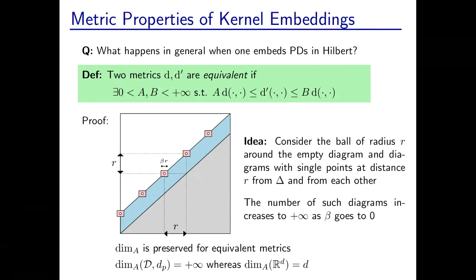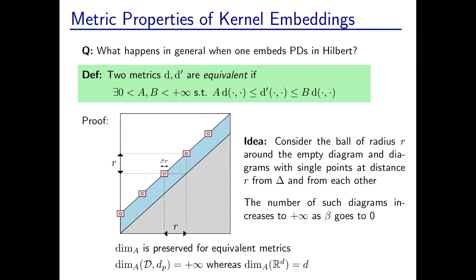So it's kind of easy. You can show that the number of balls grows as beta goes to 0. If you take beta sufficiently small, then you will need more and more balls to cover the blue region. That way you can make the Assouad dimension increase to plus infinity and get a contradiction, showing that you cannot have any equivalence.